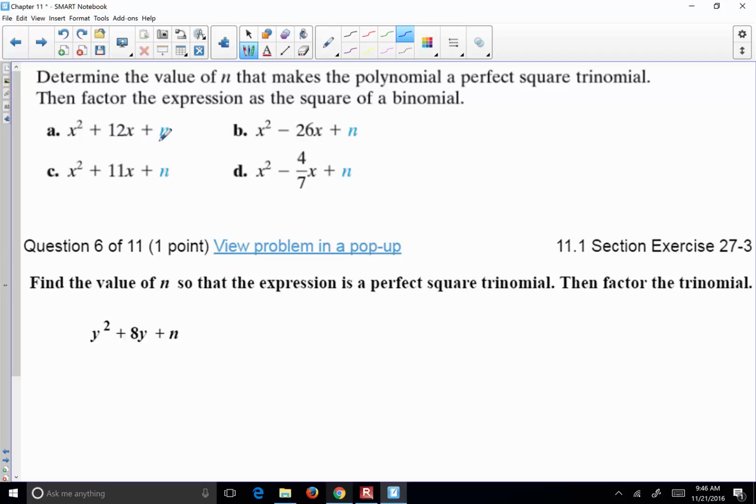What number n must be so I can call this a perfect square? It turns into a square. 36. Yes. You take half, and when you square it, it needs to make n. So half of 12 is 6. The square of 6 is 36. Then when you collapse this, it will turn into (x + 6) squared.